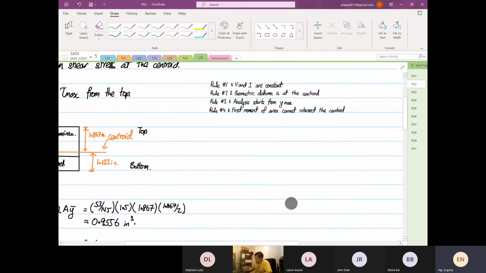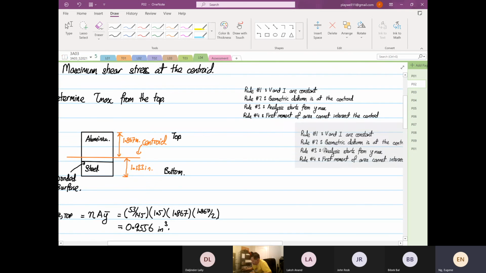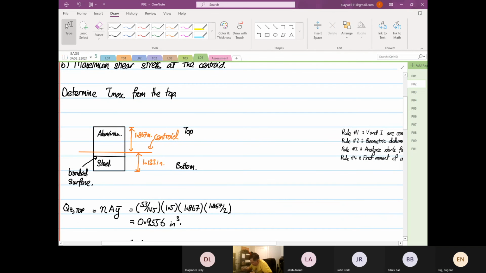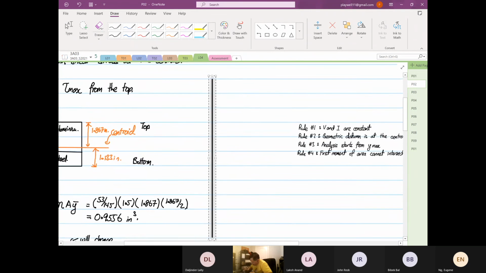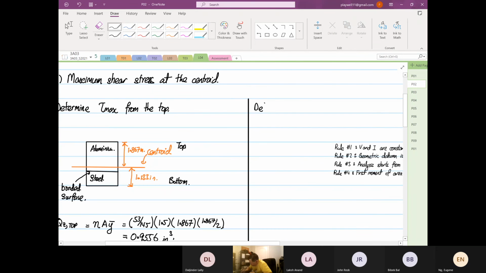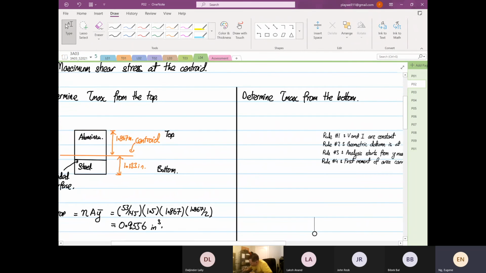Now I'm going to analyze and determine tau max from the bottom, side by side so you can see the difference. So the Qz is going to be the Qz of the steel plus the Qz of the aluminum.